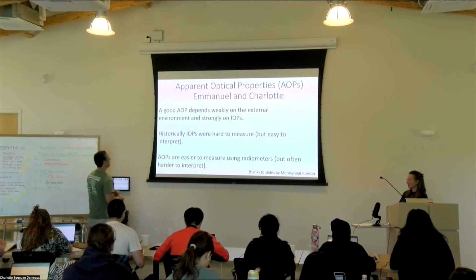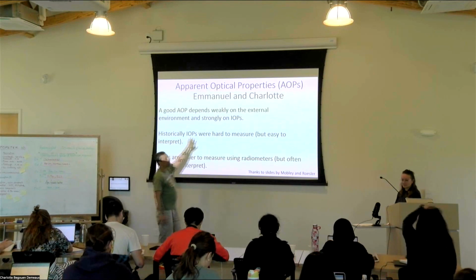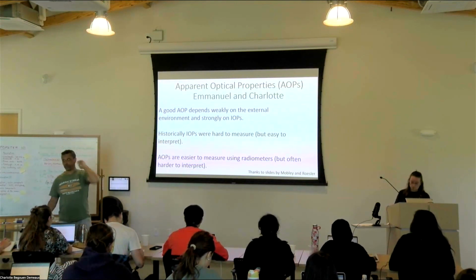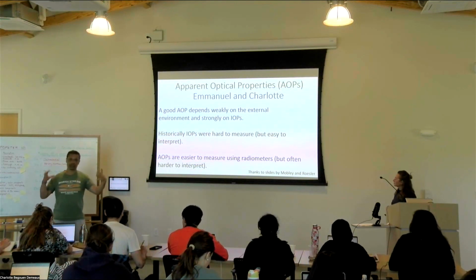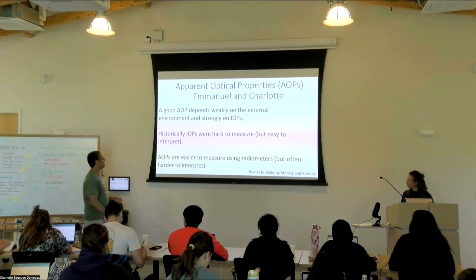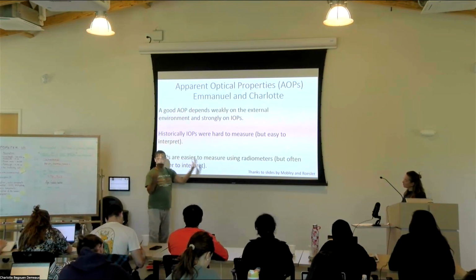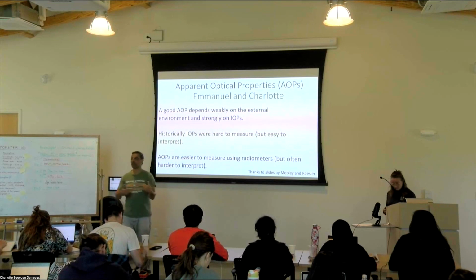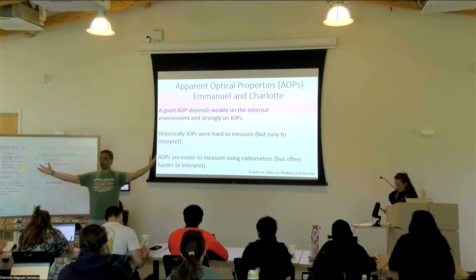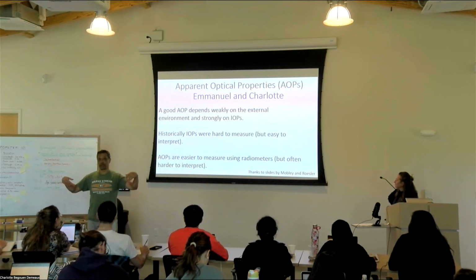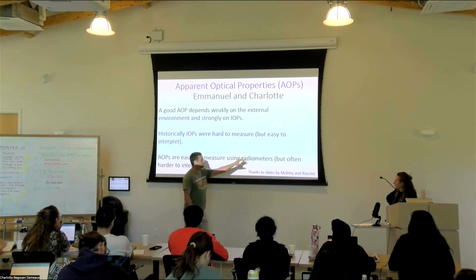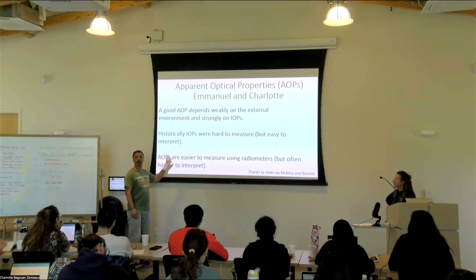Historically, IOPs were really hard to measure, and one may argue they're still hard, because you either handle water by bringing it into the lab, or if your instrument goes in the water and you're pumping it through it, you're still handling the environment. With AOPs, because we use radiometers to derive them, we're much less invasive in the environment, and we can also measure much bigger volumes of water than with other instruments. AOPs are easier to measure using radiometers, but they are often harder to interpret.